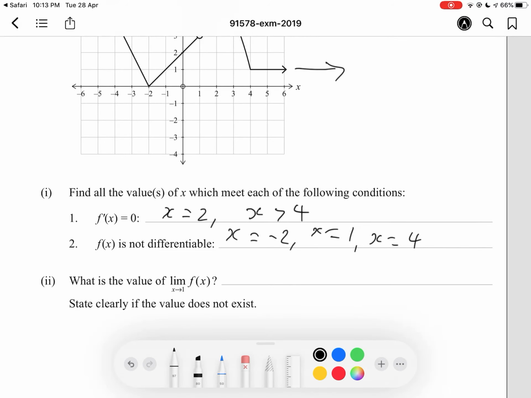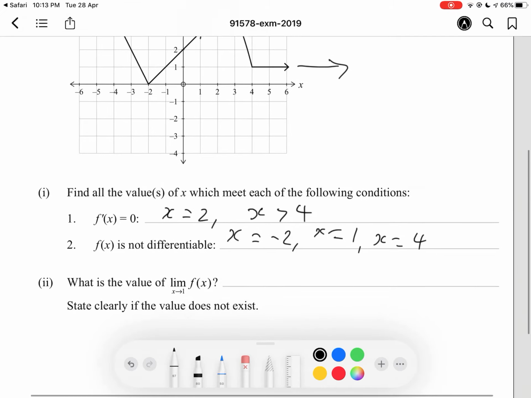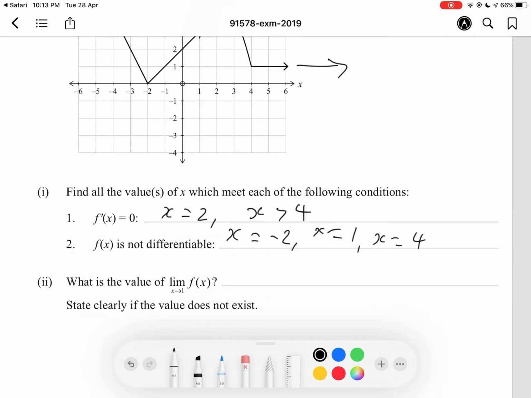And finally, what is the value of the limit of x approaching 1 of f of x? So when x approaches 1, as you can see here, the left-hand side, the bottom and the top, they're not approaching the same value. They're approaching different values of y. Because they're approaching different values of y, there is actually no limit. So we can say that this does not exist.